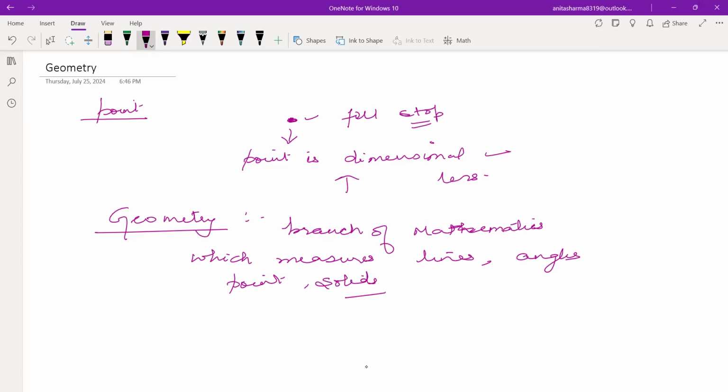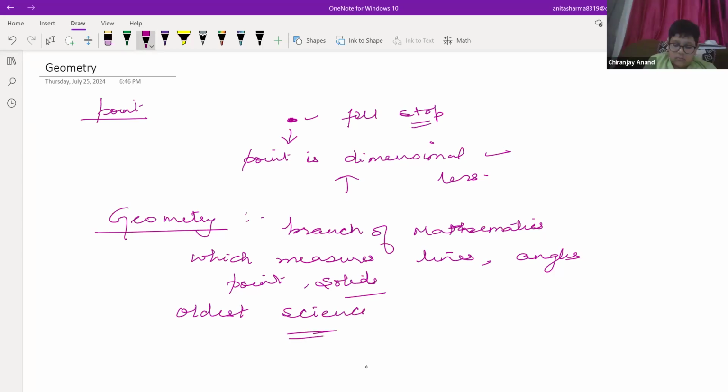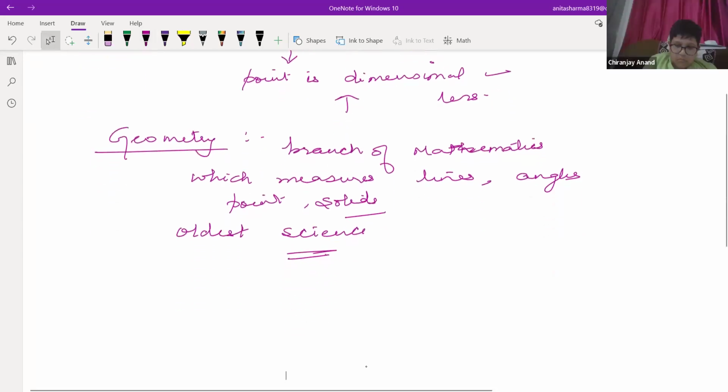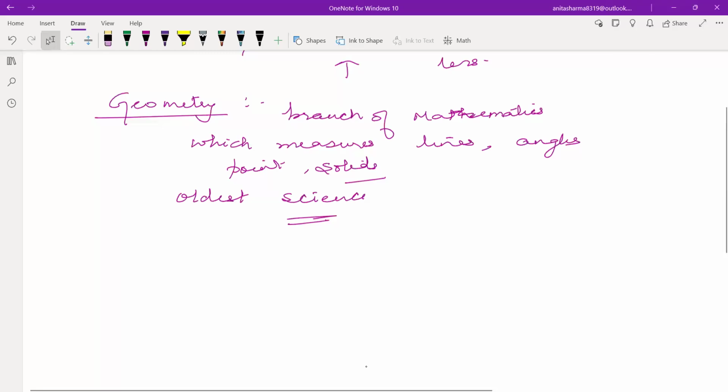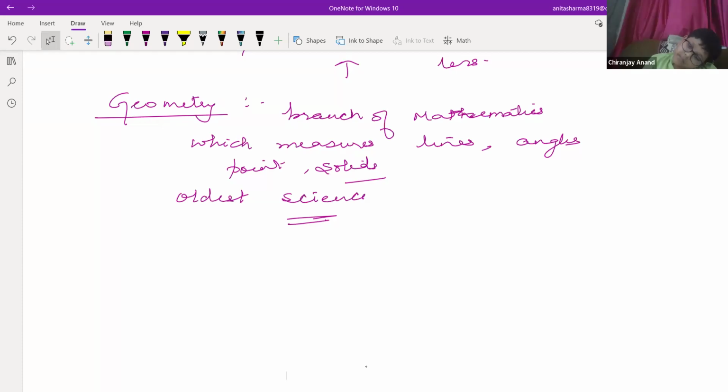points, lines and angles. Right? Yes, ma'am. So measuring means that you will get to know the size and shape of that thing. Right, beta? It is one of the oldest sciences. In ancient times also, people used to make figures and do drawing, right? This is a branch of science only. Clear, beta?